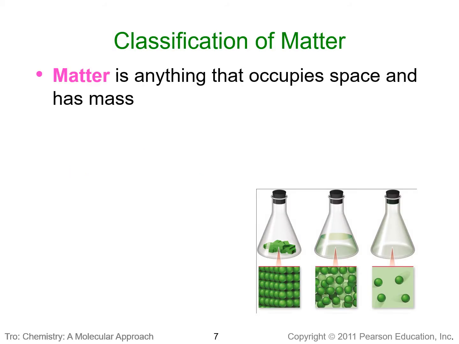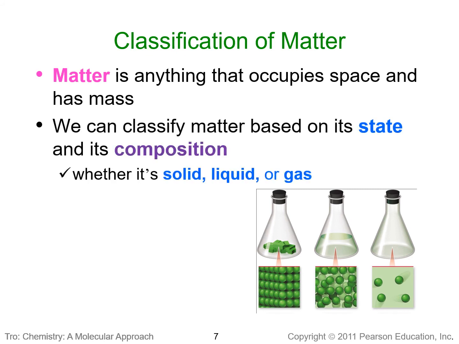Okay, so what exactly is matter? Well, matter is anything that takes up space and has mass. And so unless we are on planet Earth, unless we are dealing with an ultra high vacuum, we do have matter present. Okay, we still have air, or we still have gases that are present, and so it takes up space, it has mass.